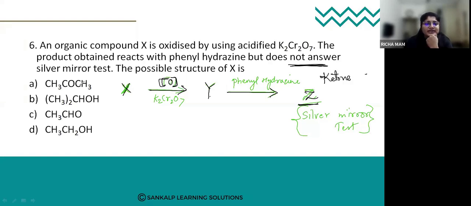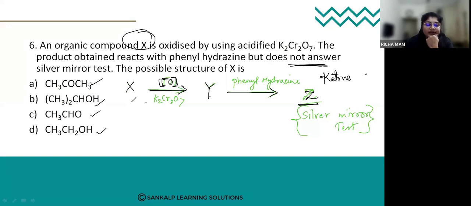Fine. Now let us see what the options are. So this is a ketone, and we have to find what X is. First is your ketone. Second is CH3 twice CHOH, so this is an alcohol. Then aldehyde, again one alcohol. Now what is the possibility?